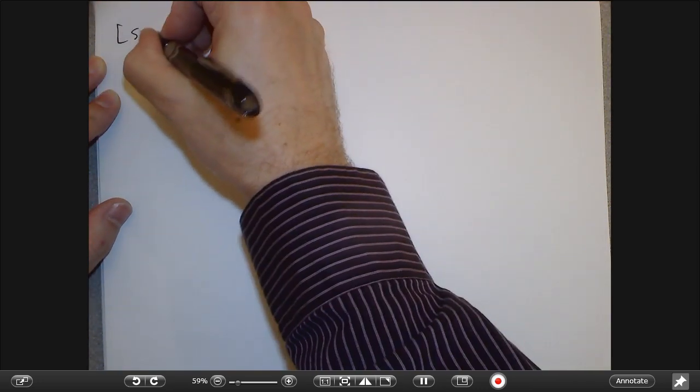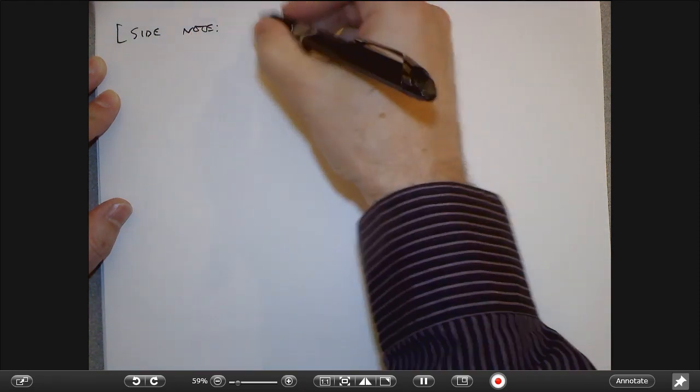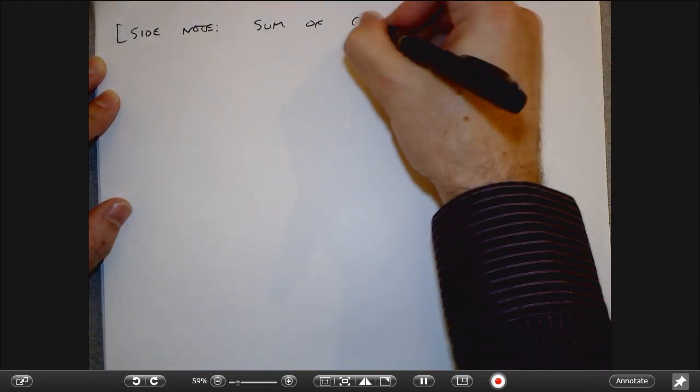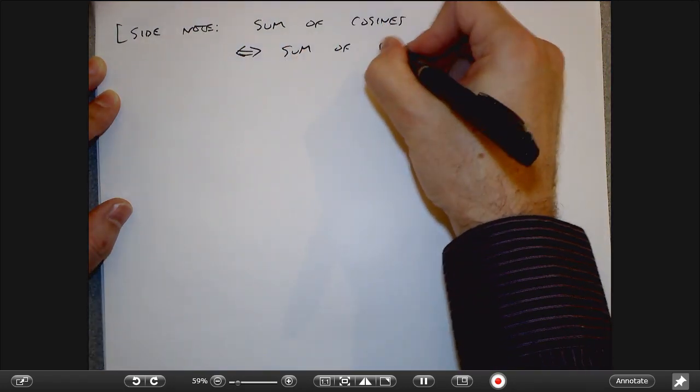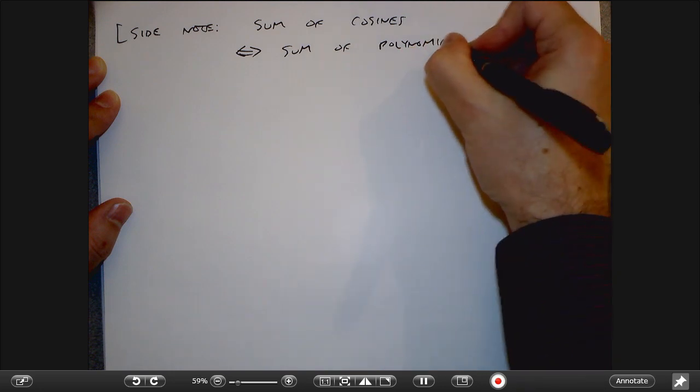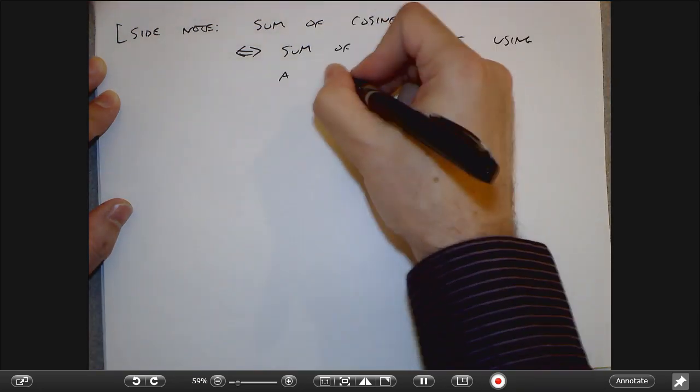Okay, so here's an example. And the example with the cosines is a little bit tedious to do by hand because there's lots of trig involved, and I don't want to really get into cosines of weird numbers, right? But there's actually, as a side note, a cute little theorem that says that cosines and polynomials are equivalent. So I'm going to say, side note, the sum of cosines is basically equivalent to a sum of polynomials, which are a lot easier to work with, using a change of variables.